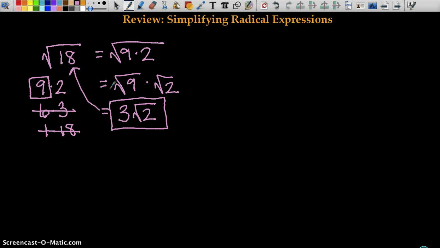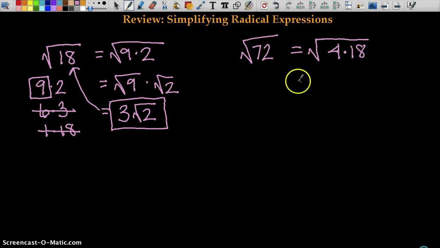Now if I went a little bit further and I had something like the square root of 72, and let's say I don't find the highest perfect square, I just find a perfect square that goes into it. For instance, I could break this into 4 times 18. 4 is a perfect square, 18 is not. So square root of 4 times the square root of 18, and we get 2 times the square root of 18.